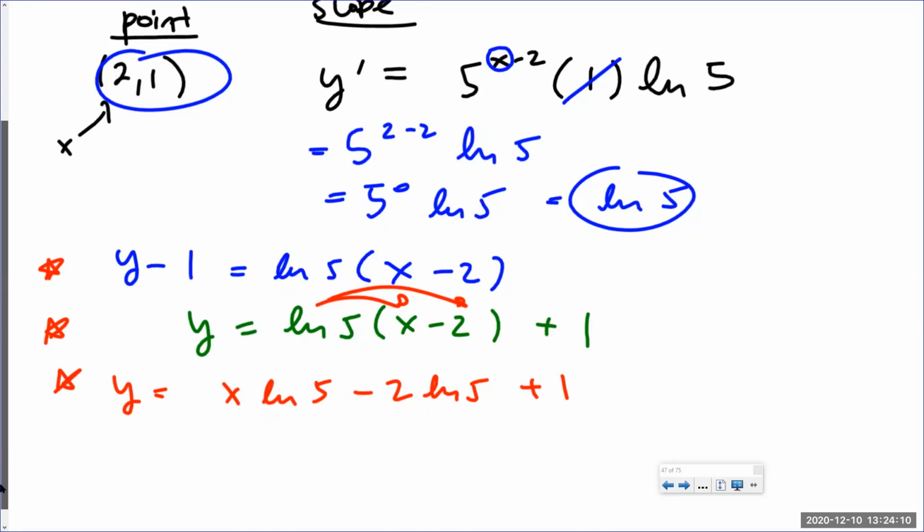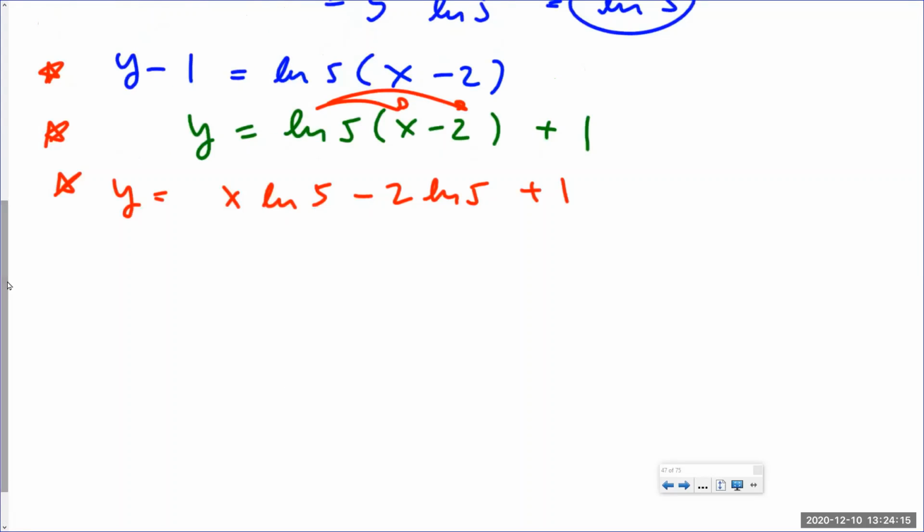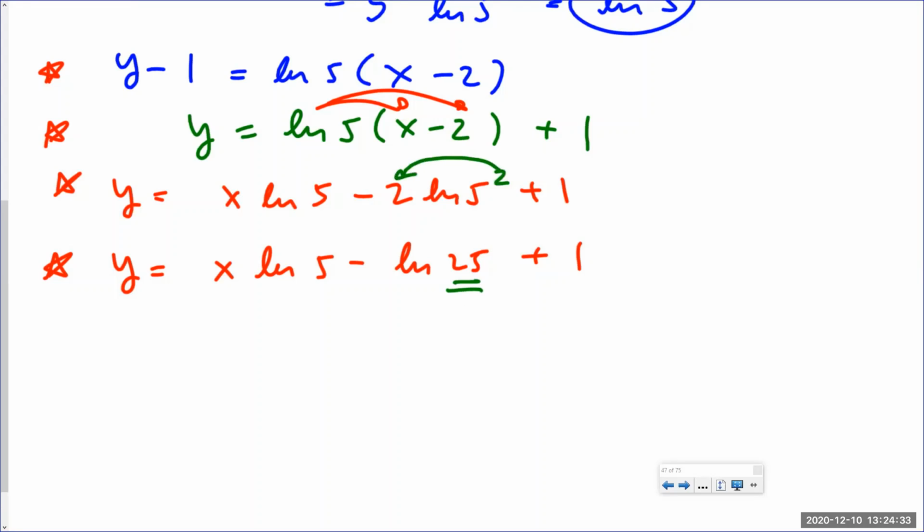I'm going to do one more thing, and you guys are going to try to figure out how come this could also be your answer. This right here could also be your answer. Can you tell me how I got this 25? 5 squared. Where did I get 5 squared? Remember that the 2 could move to the front. You could also move the 2 back.